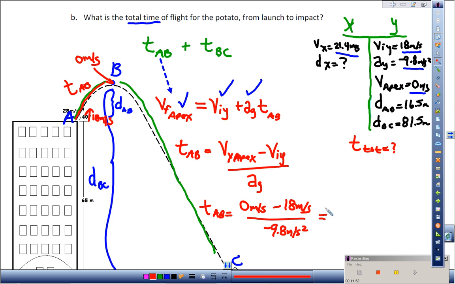Run those numbers through your calculator, and you should get that the time it takes to go from A to B is 1.84 seconds. I won't put a square around that because I'm not done. It's just 1.84 seconds to go from A to B. So 1.84 seconds.